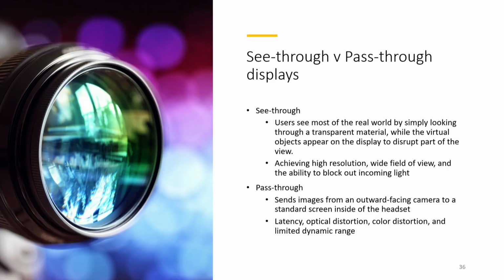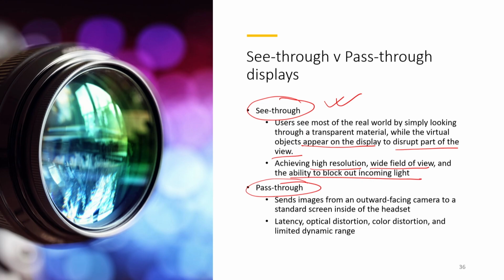There are two types of displays that are commonly used. One is the see-through display, the other is the pass-through display. In a see-through display, users see most of the real world by simply looking through a transparent material, while the virtual objects appear on the display to disrupt part of the view. Achieving high resolution, wide field of view and the ability to block out incoming light, see-through displays continue to be used in many XR systems.